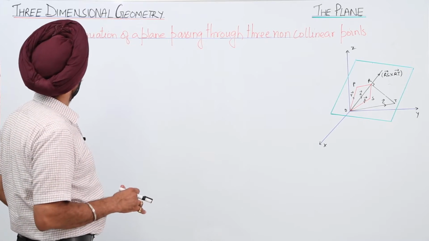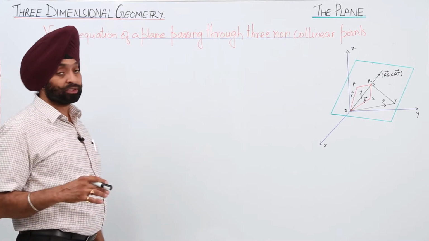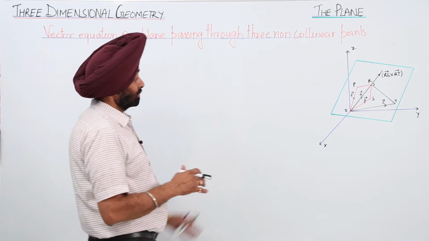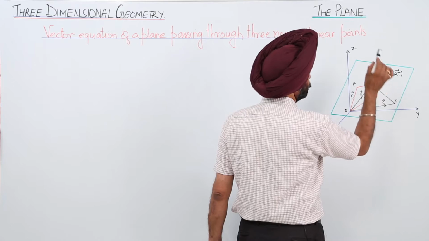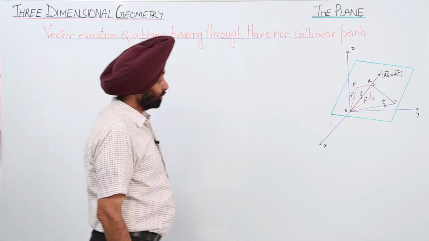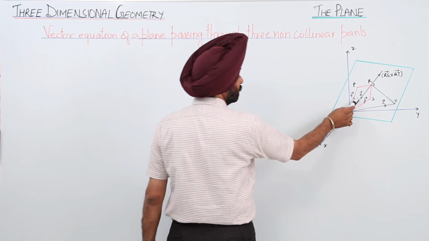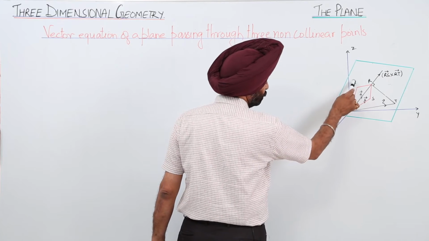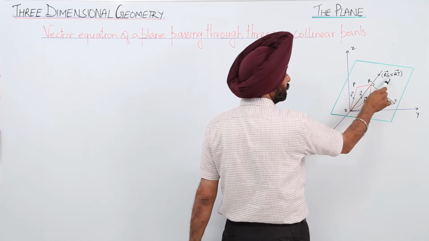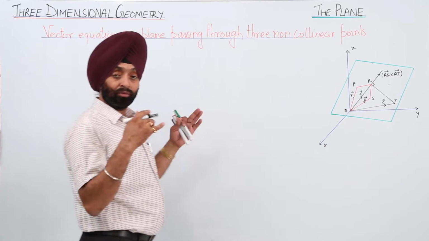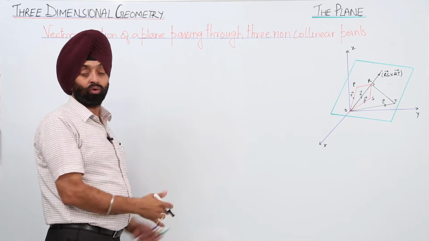Now we are finding the vector equation of a plane passing through three non-collinear points. This is the figure, and R, S and T are the three non-collinear points with position vectors A, B and C, and with any point P on it, that is vector R, and then RS cross RT. Now I am going to describe exactly what these are.